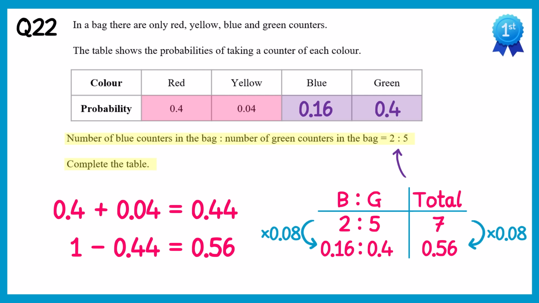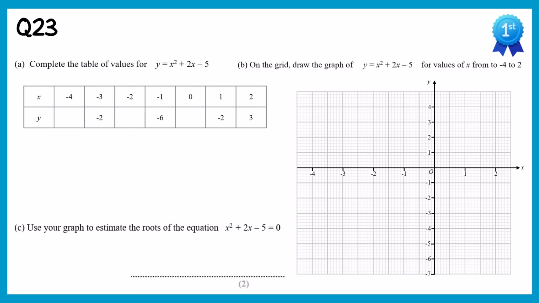For part A of this question, we need to complete a table of values. You can see we have all of the x values, but we need to work out the y values. We're going to do that by substituting the x values into this expression here. So x squared plus 2x minus 5.